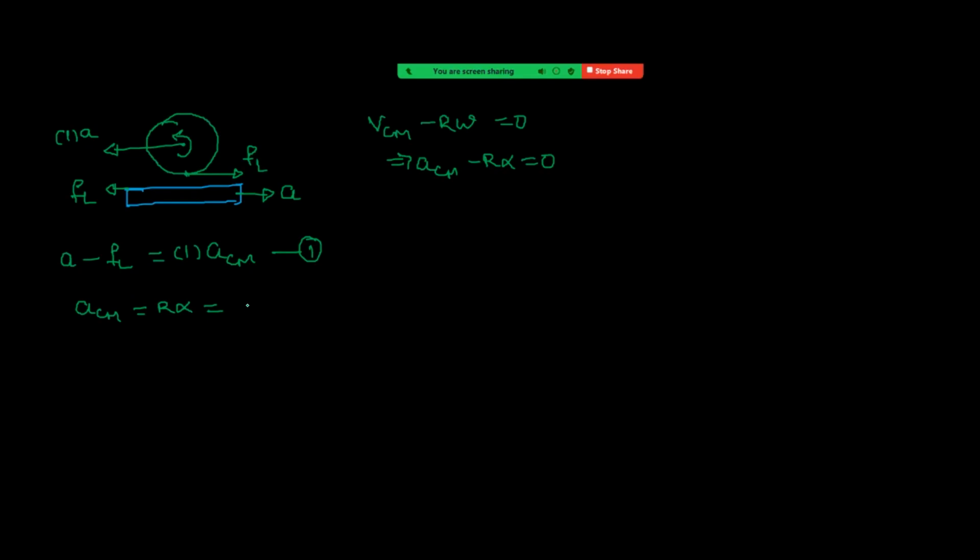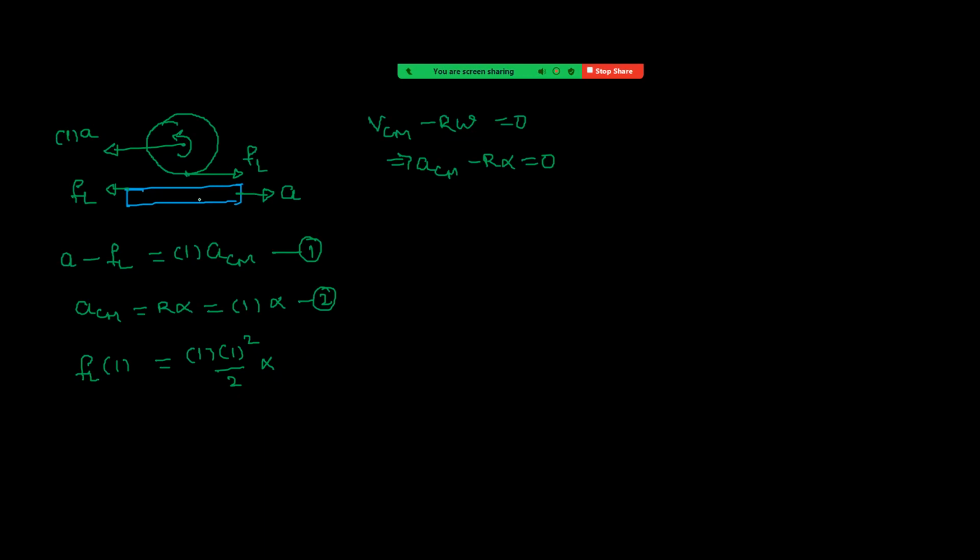R value is given 1. That means ACM equals 1 into alpha. Next, coming to the torque equation to find alpha. Torque equation about the center of mass. About the center of mass, because of the pseudo force, torque will be 0. Torque is only due to limiting friction, that is FL into distance R, which is 1, equal to I alpha, where I is MR square by 2. From this we get the value of alpha.